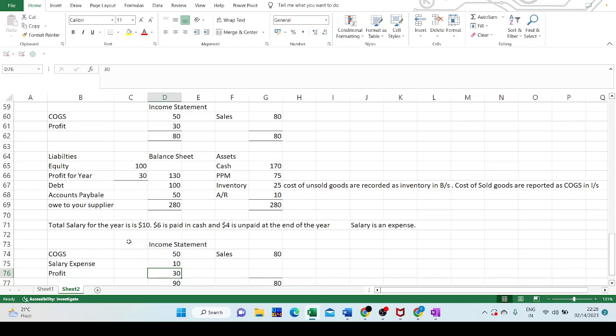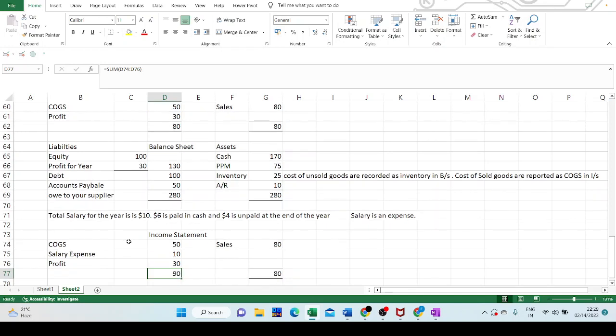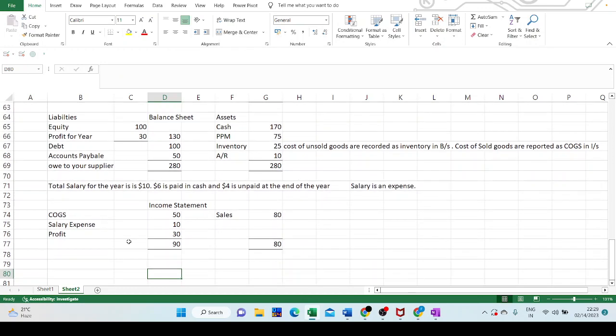Expenses are recognized when the transaction is made and not when cash is paid, right? The expense is being recognized in the year in which the transaction was made and not when cash was paid, right? So we'll report a salary expense of 10. My profit would reduce to 20.